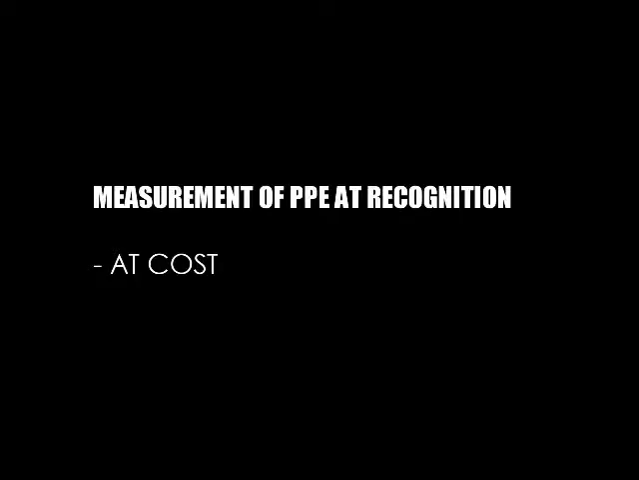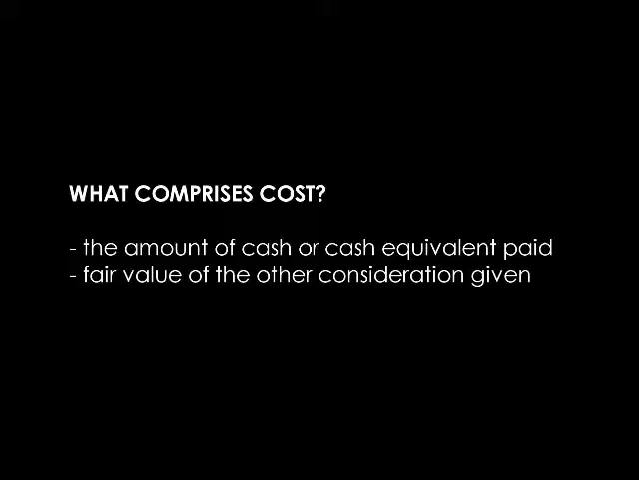How do we measure property, plant, and equipment at recognition and after recognition? At initial recognition, an item of property, plant, and equipment that qualifies for recognition as an asset shall be measured at cost. At initial recognition, the cost of the fixed asset may be equal to the cash payment or equal to the fair value of other consideration given to acquire the asset, such as notes payable or bonds payable.